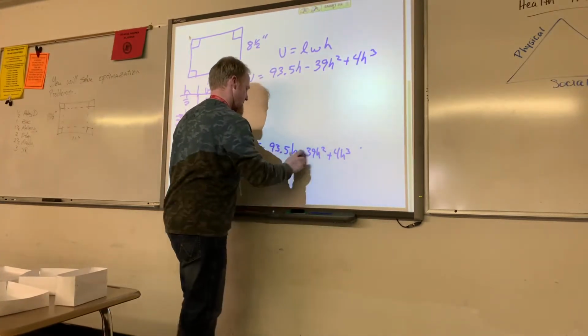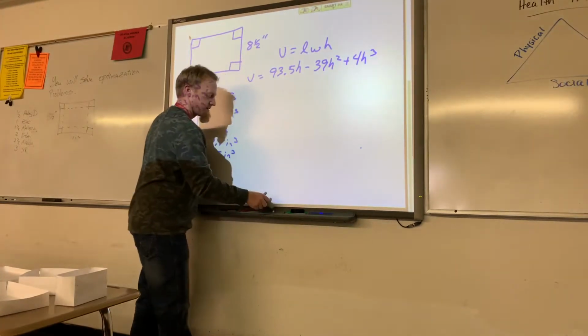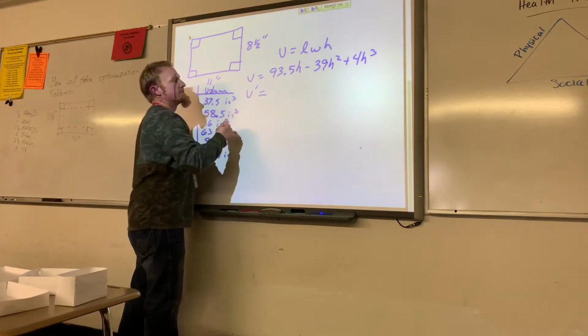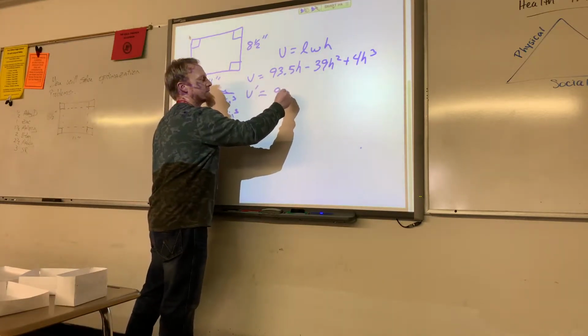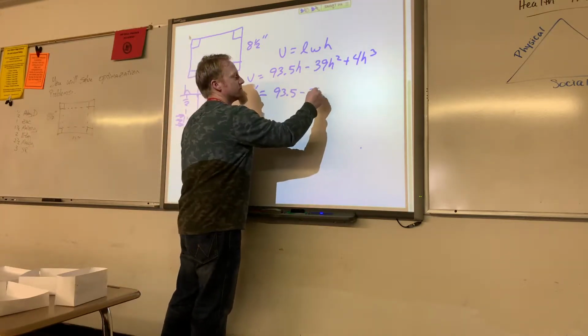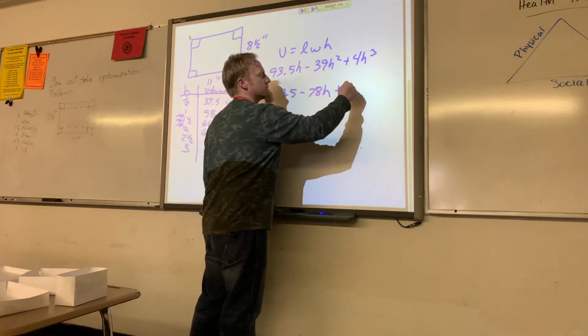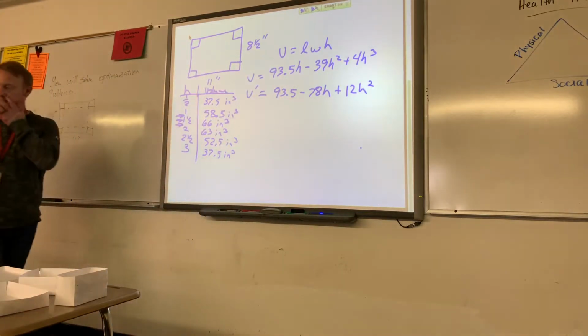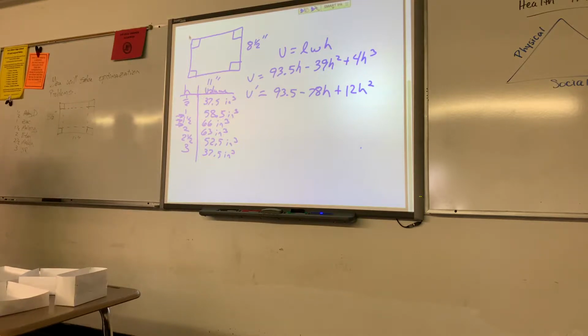All right, so there's my formula. All right, now what did we say we want to do? Take the derivative. I got B prime, so this is just going to end up being 93.5 minus 78h plus 12h squared. All right, so there's my derivative. Now what do I want to do with my derivative?